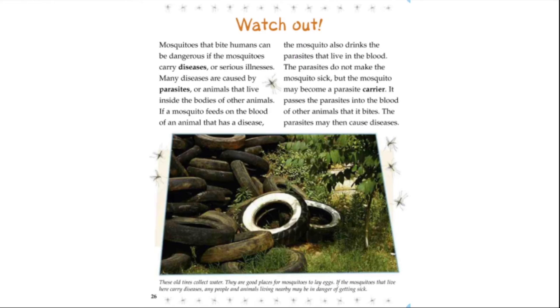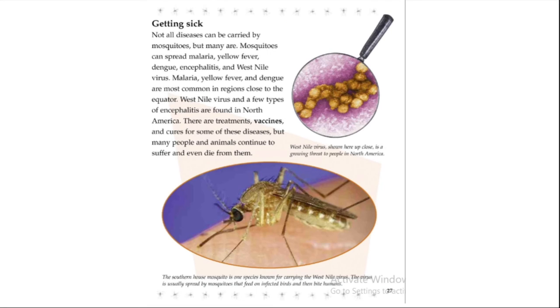Watch out. Mosquitoes that bite humans can be dangerous if the mosquito carries diseases or serious illnesses. Many diseases are caused by parasites, or animals that live inside the bodies of other animals. If a mosquito feeds on the blood of an animal that has a disease, the mosquito also drinks the parasites that live in the blood. The parasites do not make the mosquito sick, but the mosquito may become the parasite carrier. It passes the parasites into the blood of other animals that it bites. The parasite may then cause diseases.